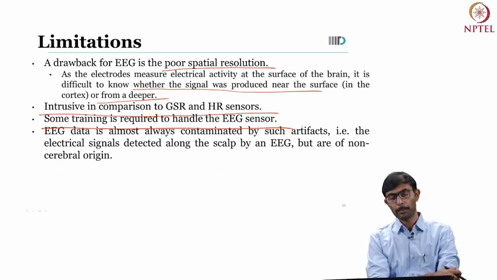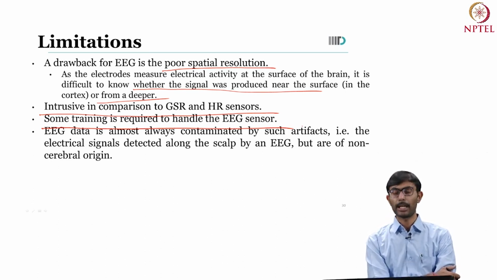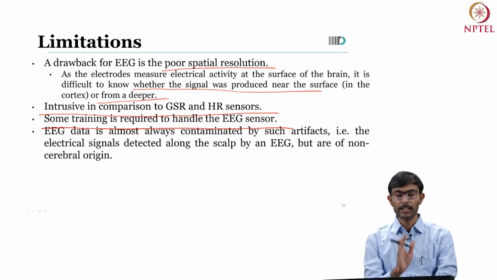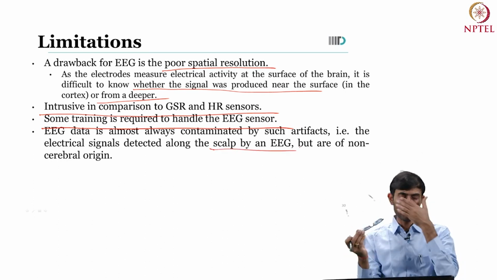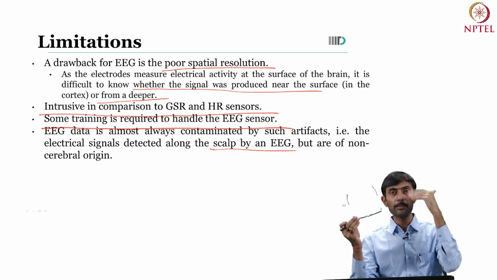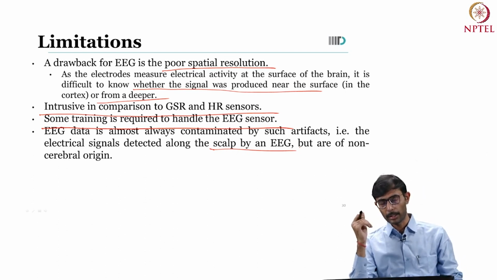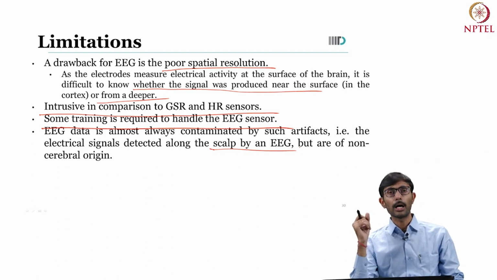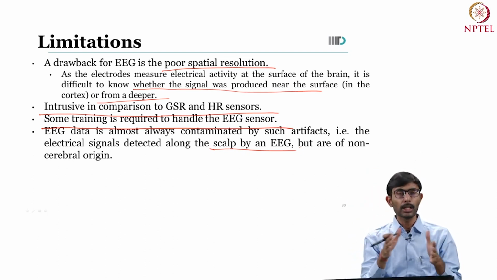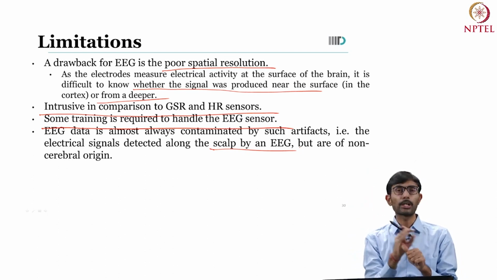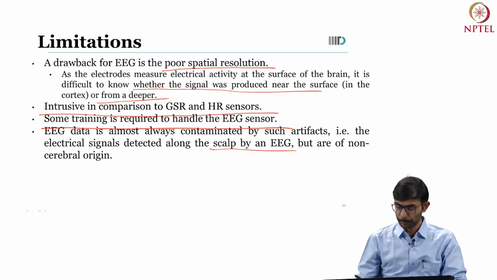One very important problem associated with the EEG data is that it is almost always contaminated by certain artifacts, such as electrical signals detected along the scalp. For example, when you are capturing the EEG signals, many times there is going to be a blink or an activity in the eyes, and it is going to be reflected as an artifact in the EEG signal. So you have to understand when these artifacts are occurring and, accordingly, how to remove them. Again, there are tools which can do this job for you.